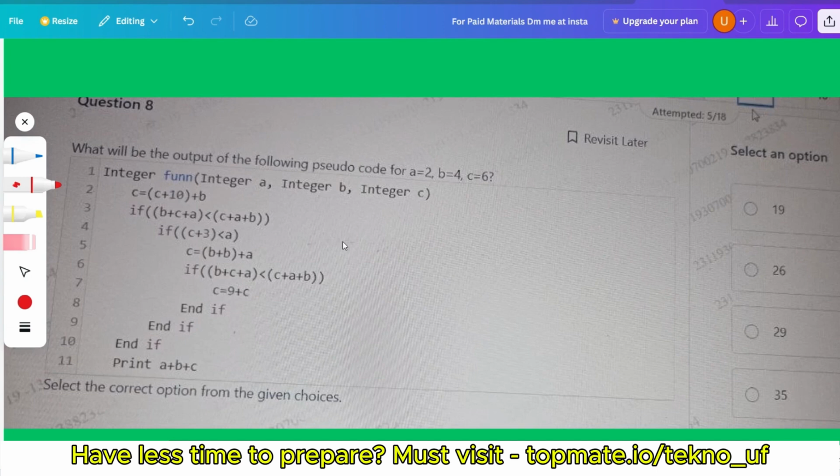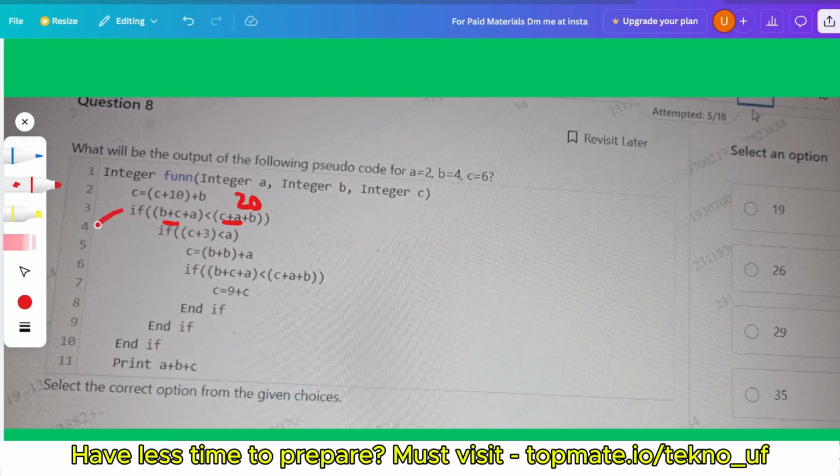So C is equal to 6. 6 plus 10 is 16, plus B, where B is equal to 4. So 16 plus 4 is equal to 20. So here, as you can see, A plus B plus C and A plus B plus C, both are same. So why would that be lesser than? That will not be lesser than, that will be false.